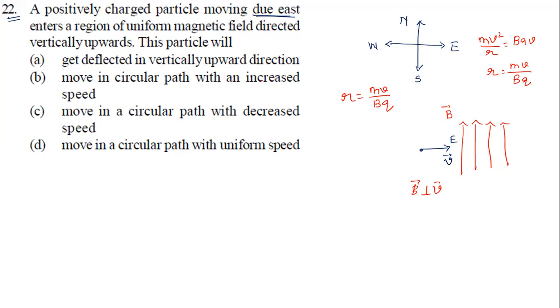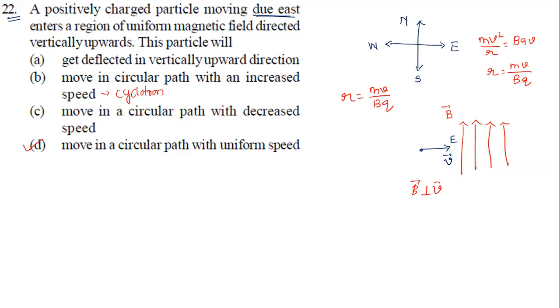Move in a circular path with increase in speed? No, it is not an increase in speed. That would be the case in a cyclotron, where we use a combined electric field as well as magnetic field to increase the speed. As it enters from one D to another D, it gets accelerated by the electric field, so its speed keeps increasing. But here there is no electric field, no cyclotron. Move in circular path with decreasing speed? No, the speed is not going to decrease.